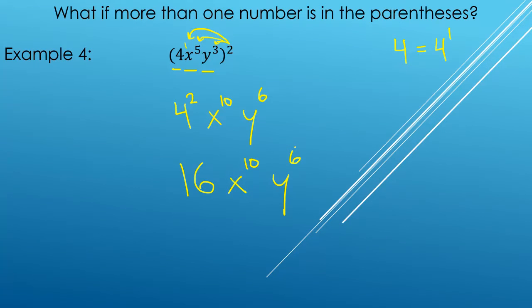And we're done. So the takeaway here is if there's more than one number or term being raised to an outside power like this problem was, I want you to remember everything in there gets that outside power. Everything. Even the whole number like 4 got raised to the second power. See? 4 turned into 16. 4 squared, 4 to the second power.